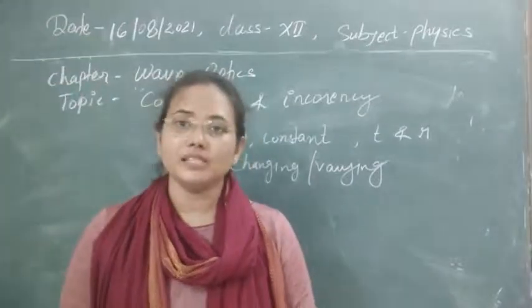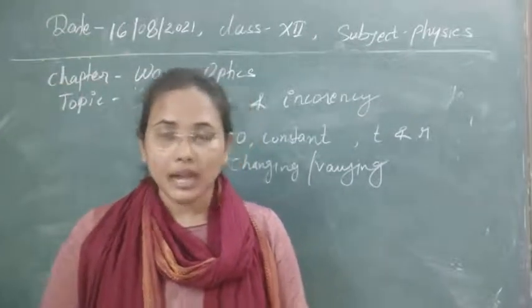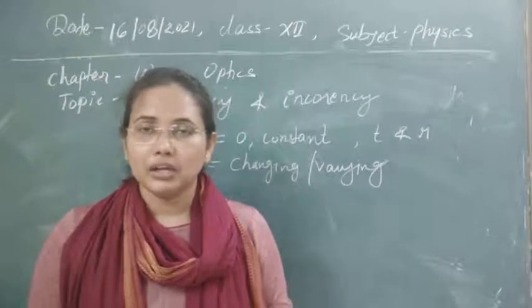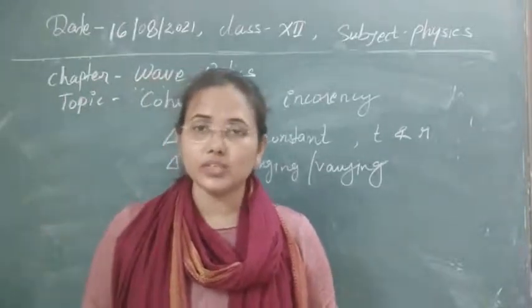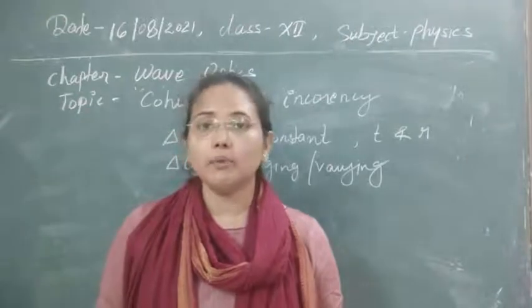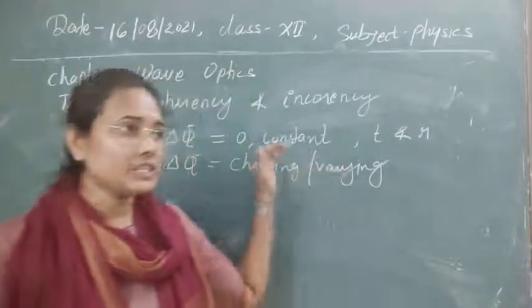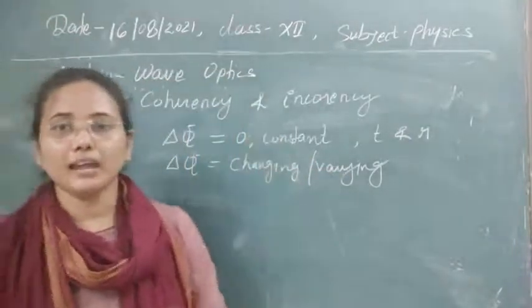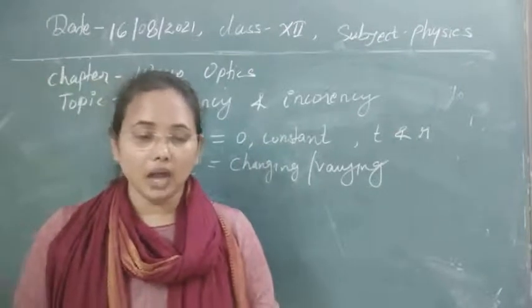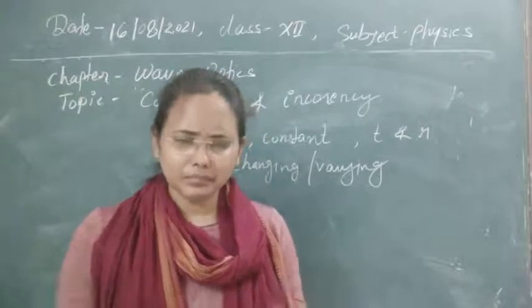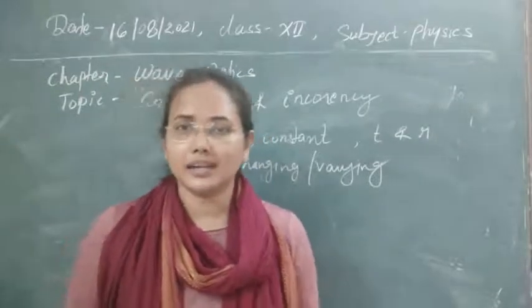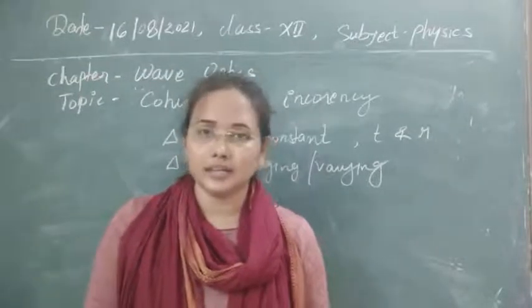Then what kind of resultant behavior do they show, and where can we use it in our daily life? What applications do we use in our life, and why is it very important to understand whether the phase difference is constant or varying? How have we developed the science in terms of these words, coherency and incoherency?